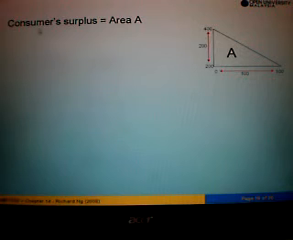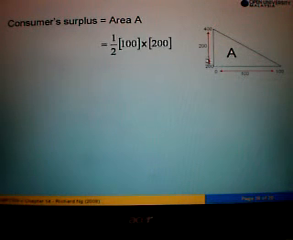So next, in order to find the consumer surplus, which is denoted by area A, we know that if we mark all this value, we will get the width of this triangle from 0 to 100, that means 100 units. And then the height will be from 200 to 400, which is 200 units here. Okay, so in order to find this area, the area of a triangle is half times base times height. So half times 100 times 200, your answer will be 10,000 here.